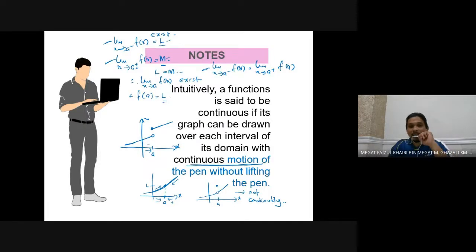Continuous means berterusan, to be continued, bersambung. So continuity is connected, nothing obstructs the movement of the graph. So this is continuity, and this is not continuous. This is not continuous, this is not continuous, this is continuous.